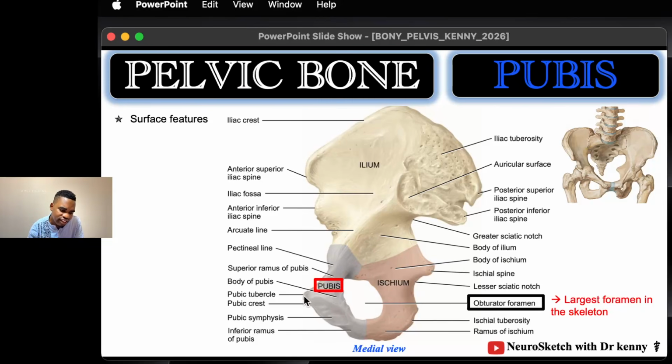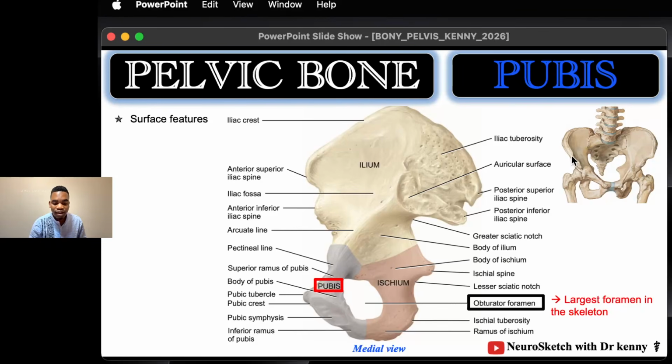We have an elevation here, just lateral to the pubic symphysis, called the pubic tubercle. This rough elevation is very important because some structures attach from here. For example, we discussed the inguinal ligament.